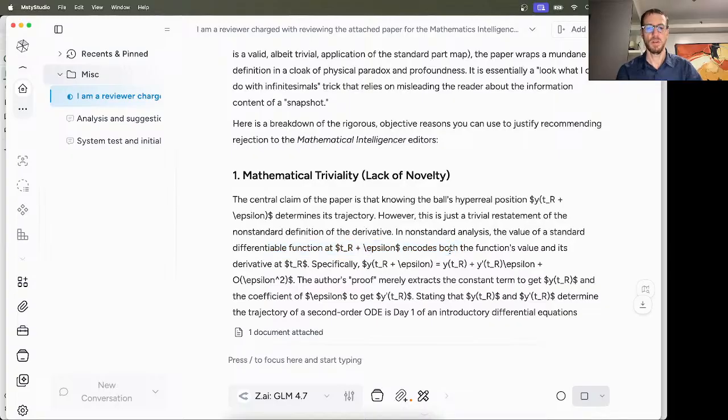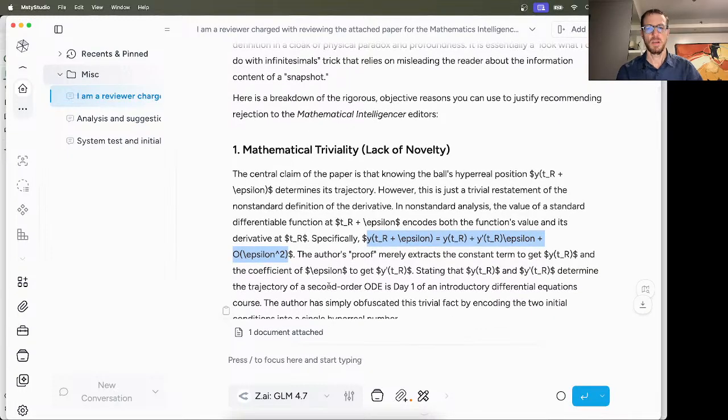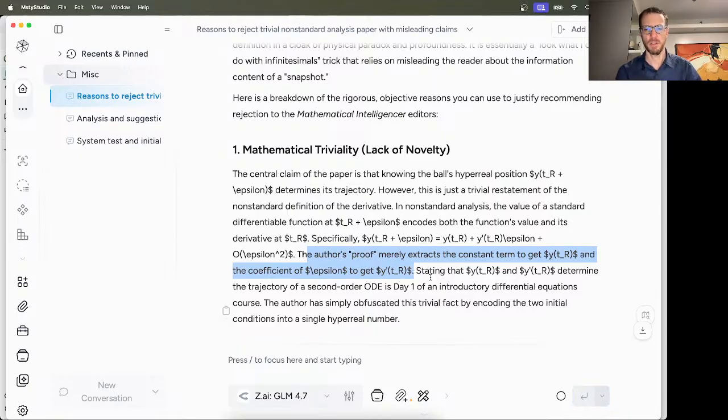Yes, that is true. Specifically, y of t_real plus epsilon. Wait, its value and its derivative at t_real? Well, certainly at the standard part of t_real. I'm not sure about at t_real itself. Specifically, y of t_real plus epsilon equals y of t_real plus y prime of t_real times epsilon plus big O of epsilon squared. Yeah, the big O of epsilon squared means it's not determined; it's determined up to this big O. But the standard part of t_R is determined. The author's proof merely extracts the constant term to get y of t_R and the coefficient of epsilon to get y prime of t_R. Yeah, that's a more accurate statement.